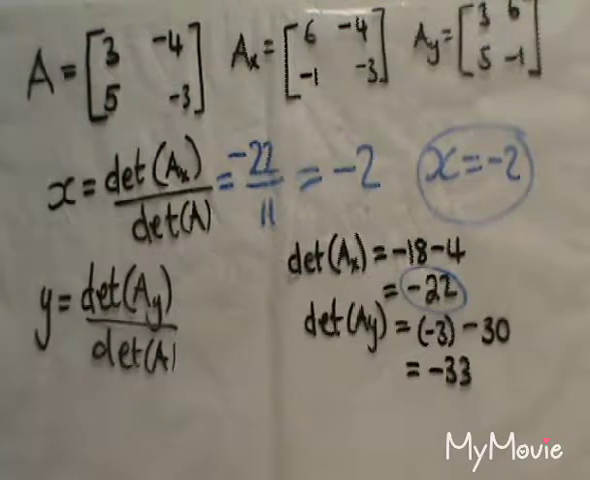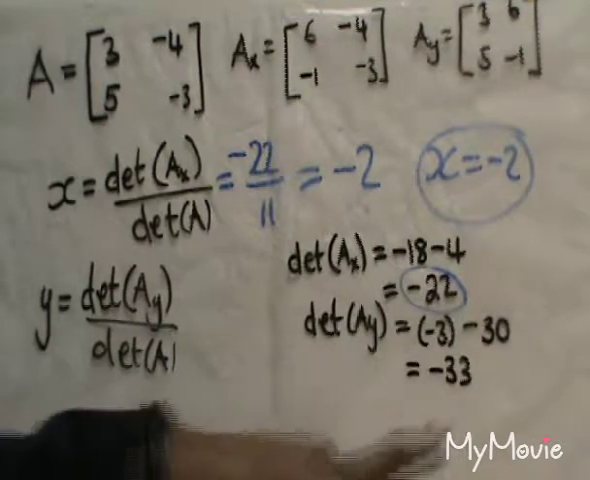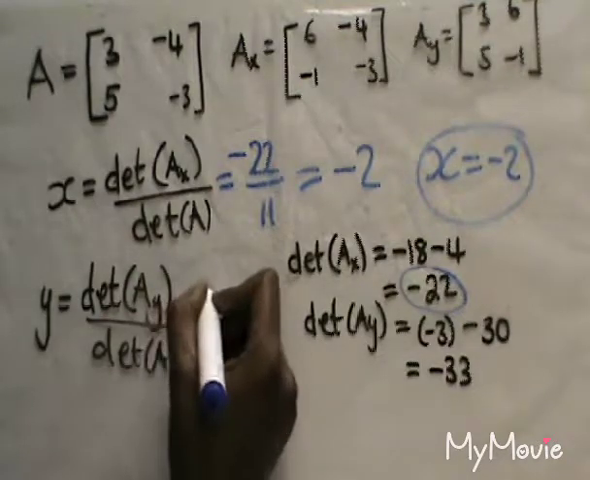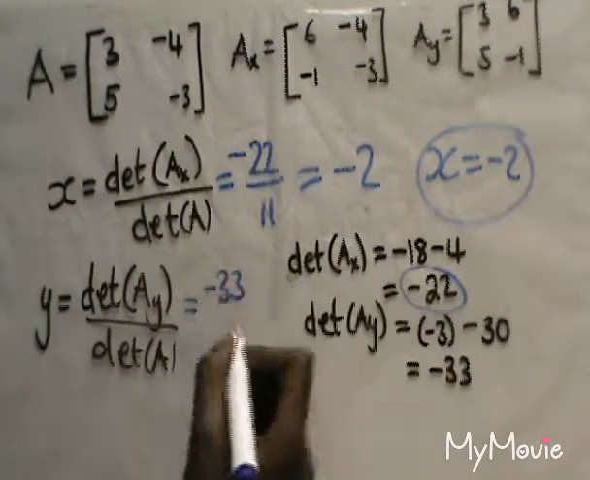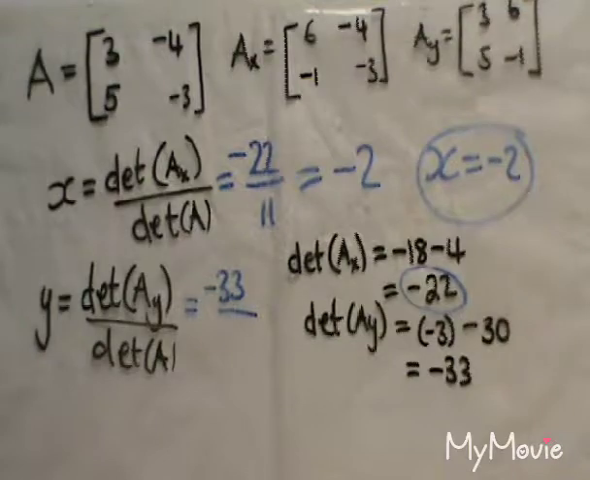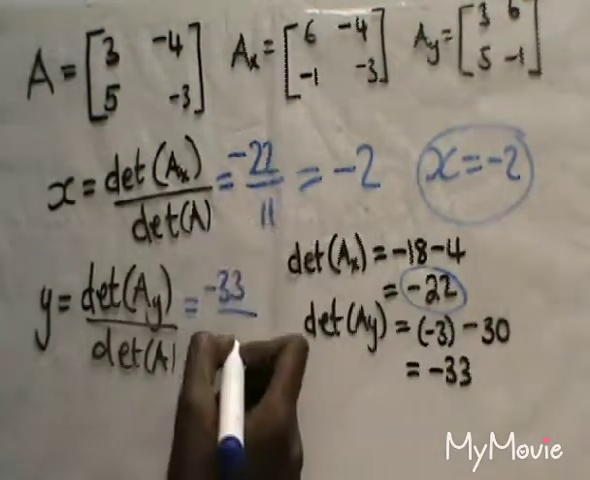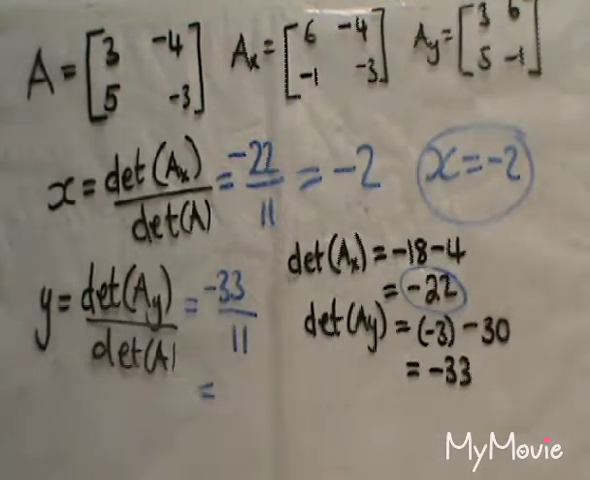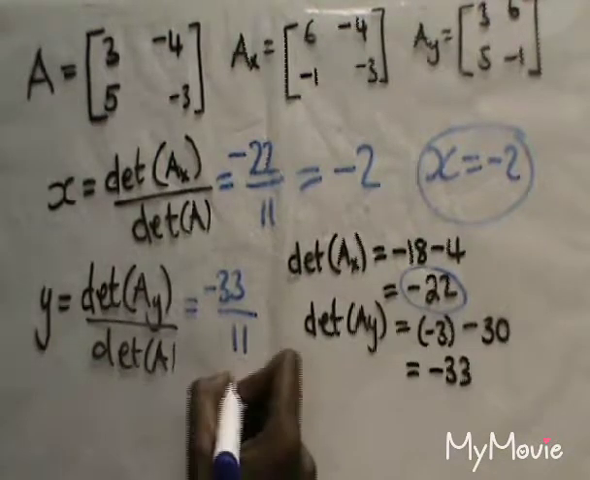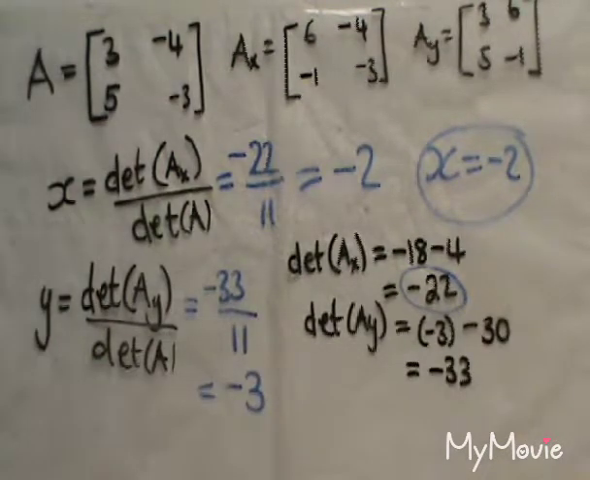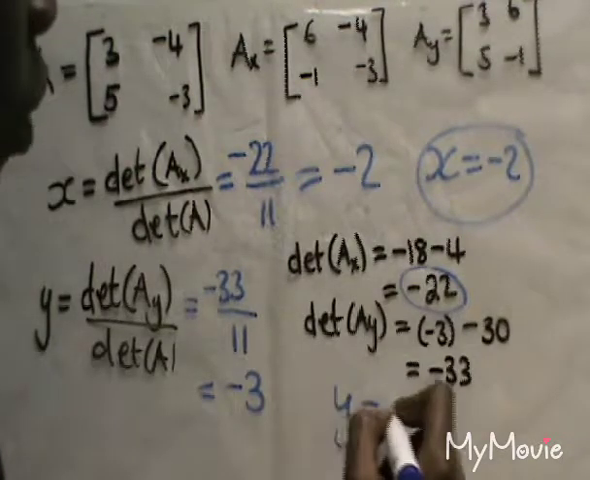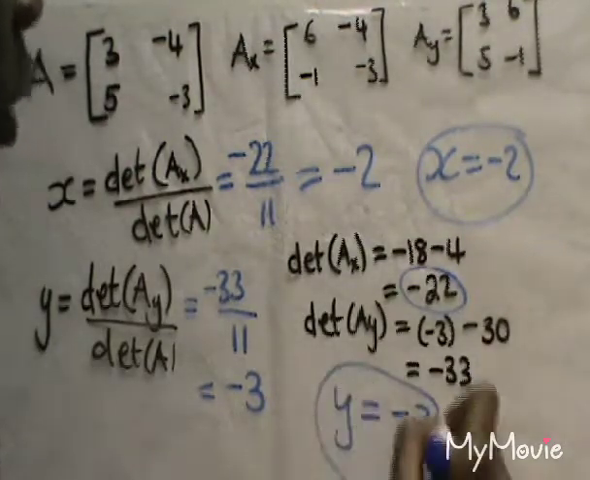So the determinant of A y, when we worked it out, is over here. It is minus 33. So this is equal to minus 33. And then the determinant of A, we got 11. If you remember, there it is. So when I work this out, minus 33 divided by 11, my answer is equal to minus 3. So I get y is equal to minus 3.